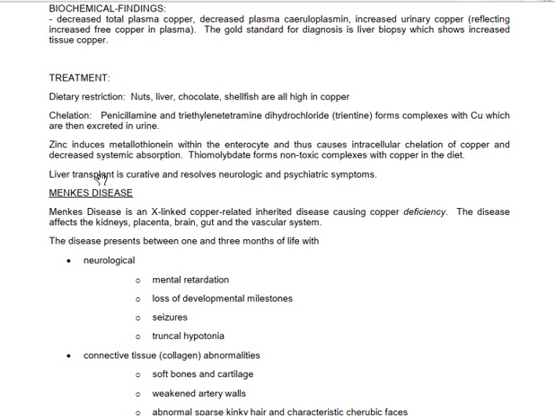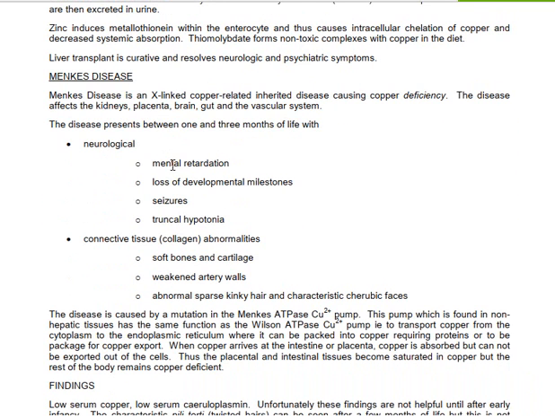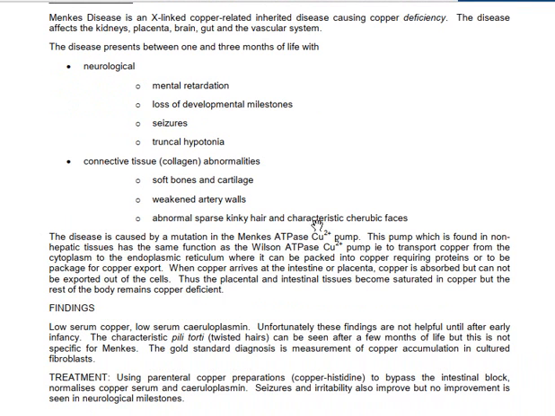Now, the next metabolic disease with copper is Menkes disease. Menkes disease is an X-linked inherited disorder related to copper, causing copper deficiency. The disease affects the kidney, the placenta, the brain, the gut, and the vascular system. The disease presents between 1 and 3 months of life. Neurologically, there is mental retardation, seizures, truncal hypotonia, and loss of developmental milestones. In the connective tissue, we have soft bones and cartilage abnormality, weakened artery walls, and abnormal sparse kinking of hairs.